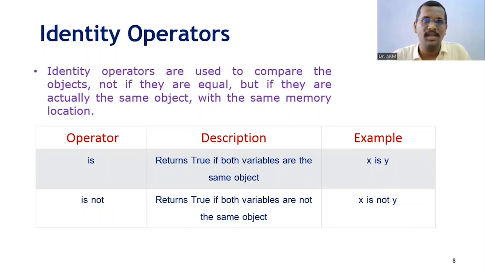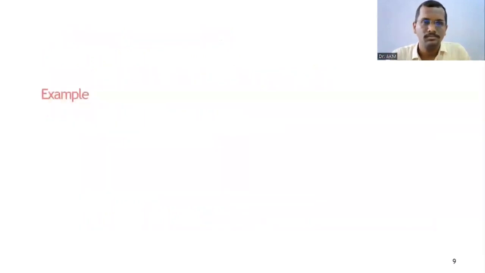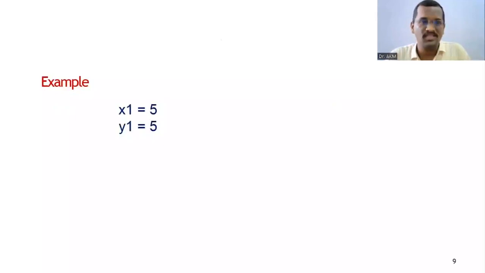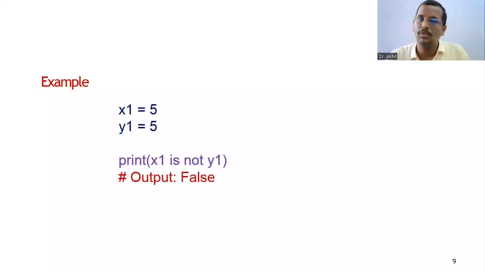Let me move to some examples. x1 is equal to 5, y1 is equal to 5. I have to check x1 is not y1, that is, whether x1 and y1 are not the same. The answer is false because x1 and y1 are the same. So it returns false.